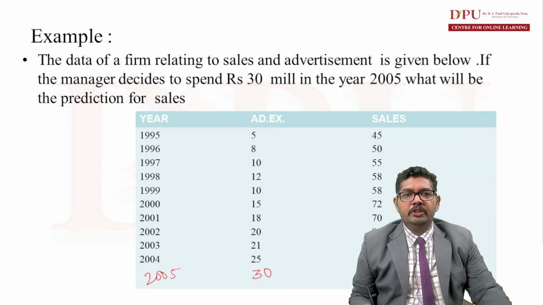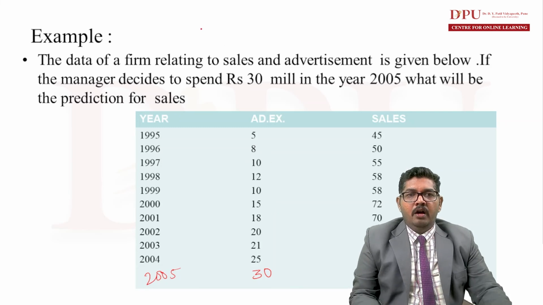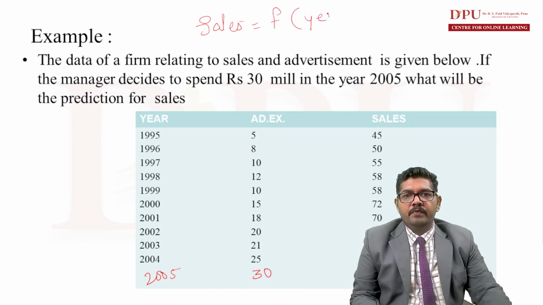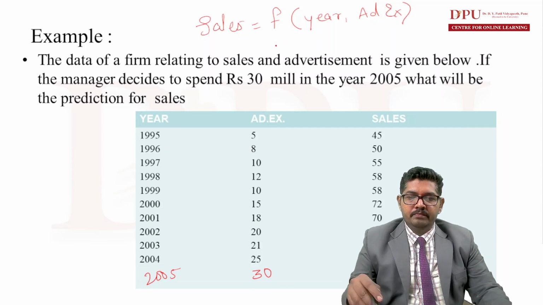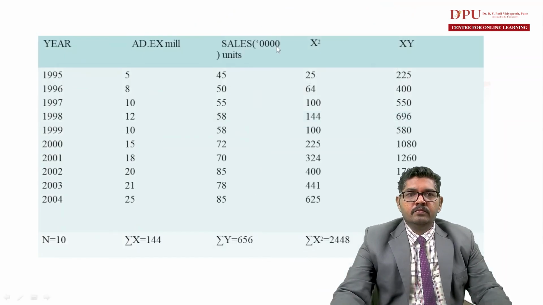Now this is a problem of multiple regression, because we have two independent variables and one dependent variable. So here sales is supposed to be a function of what? Year and advertisement expenditure. So there are two independent variables, and that's why this is a case of multiple regression. So this is how we can find it: year, then advertisement expenditure, right?